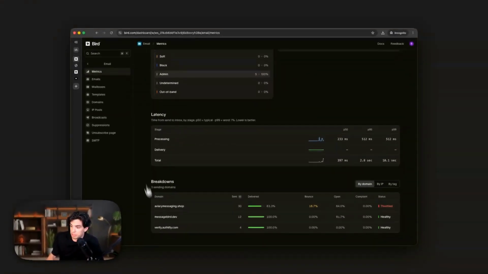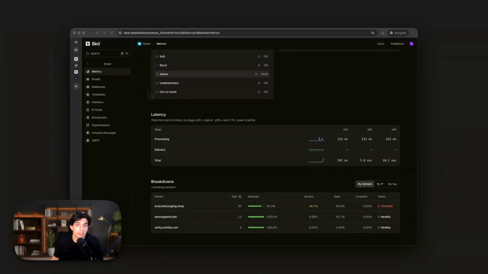If we scroll down and go into the breakdown, we can see that my domain is currently in a throttled state. So, what determines a throttled state? Well, it's a reputation-based game. It's a status that isn't necessarily tied to specific volume or to the warm-up of your IP. It's strictly tied to those three metrics.